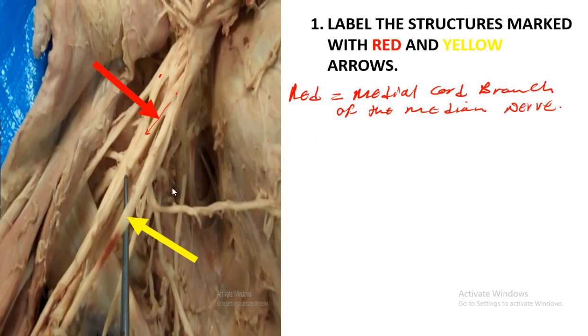Okay, let's quickly look at yellow. What is yellow? If you look at this, this is the median nerve, this is the lateral branch of the median nerve, this is the medial branch of the median nerve, and then you have another nerve coming from the medial cord, and this nerve is just the ulnar nerve. So the yellow guy is just the ulnar nerve. Make sure that you take note of that.